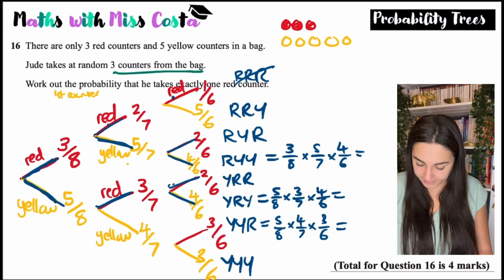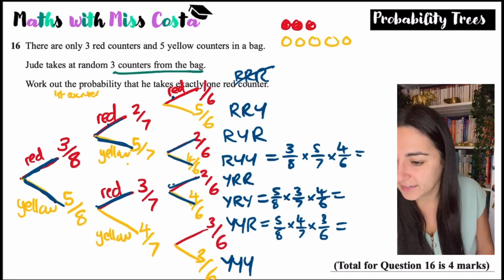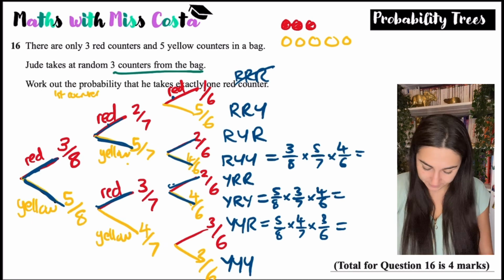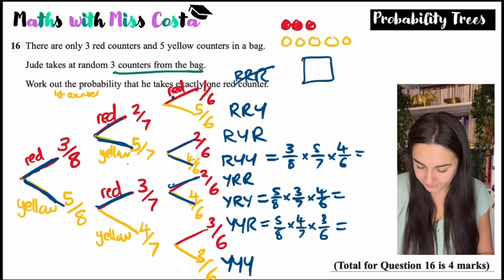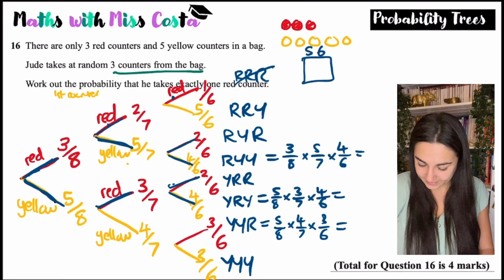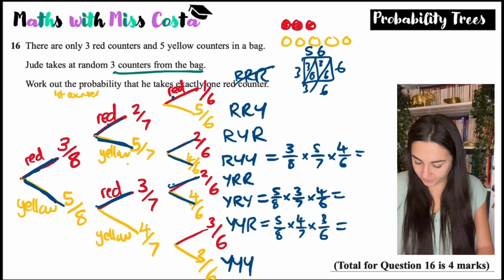So let's multiply these. So 8 times by 7 times by 6. Oh, my brain has stopped working. So 8 times by 7 is 56. So let's just use the lattice method. So 8 times 7 is 56, 6 times 6 is 36, 5 times 6 is 30. So that would be 6, 3, 3. So it would be over 336. All our probabilities would be over 336.